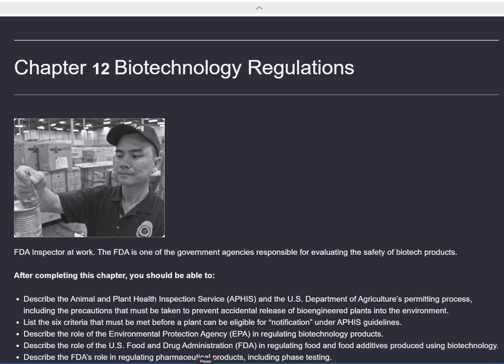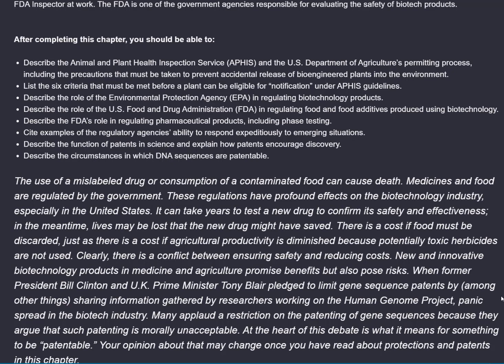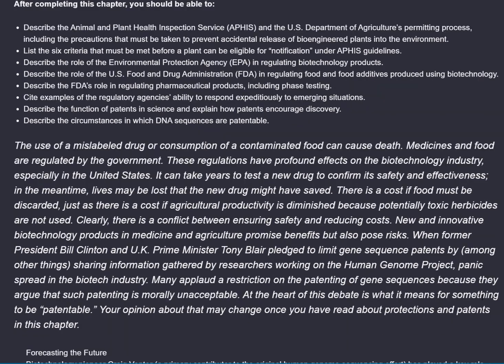Chapter 12: Biotechnology Regulations. FDA Inspector at Work. The FDA is one of the government agencies responsible for evaluating the safety of biotech products.